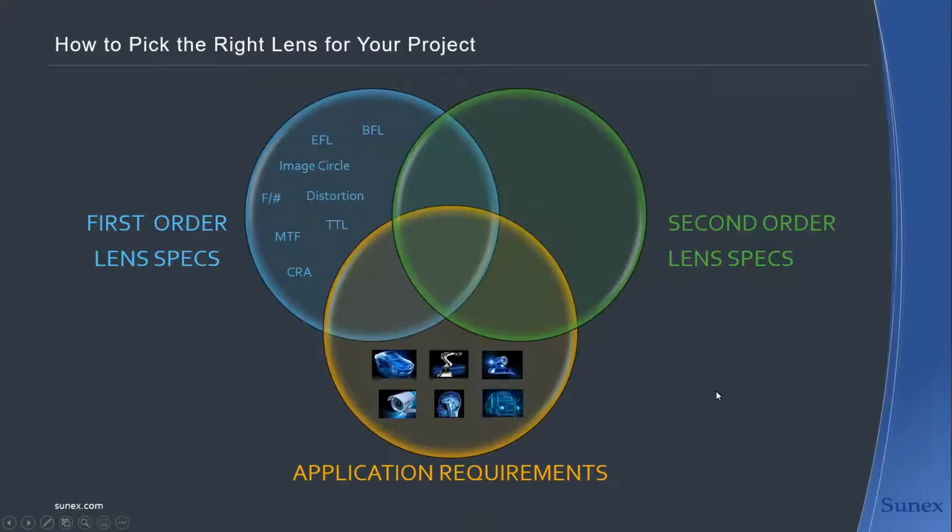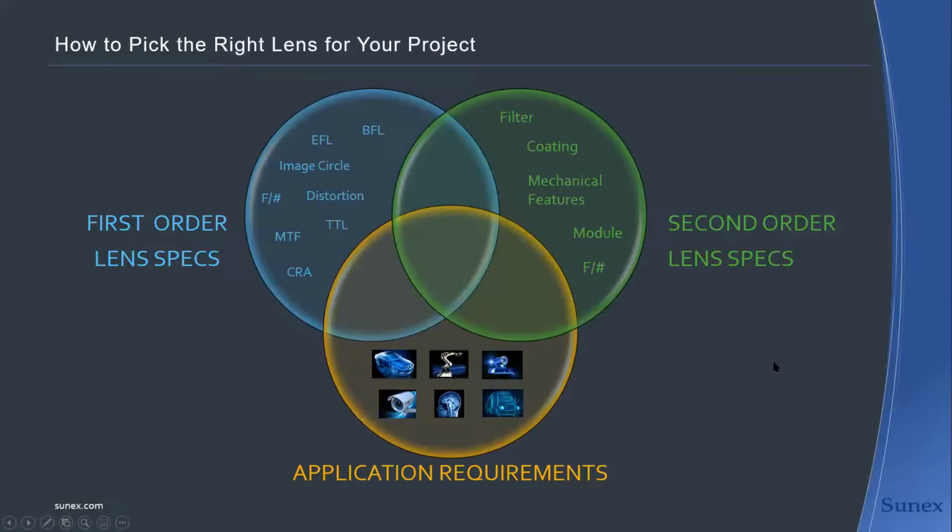So first order lens specs, this is really something that is inherent and defined by the optical stack. That is quite often for an off-the-shelf lens kind of locked in stone for us to a certain extent. So these are things like the effective focal length or the back focal length, the distance between the mechanical back end of the lens and actually your sensor plane, the image circle, the f number to a certain extent, the distortion profile, the overall length of the lens, the obviously MTF performance, CRA, all those things are defined when we build and design a lens for the first time. These are all nominal features of the lens, first order lens specs that can't necessarily be changed.